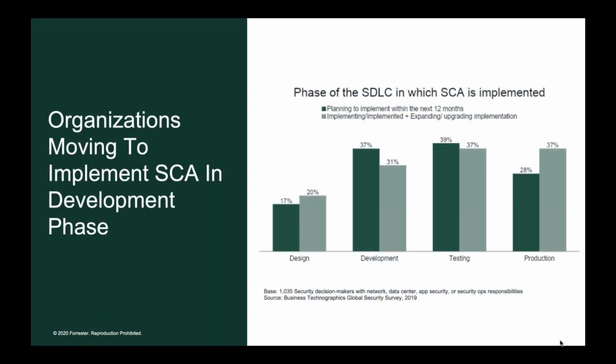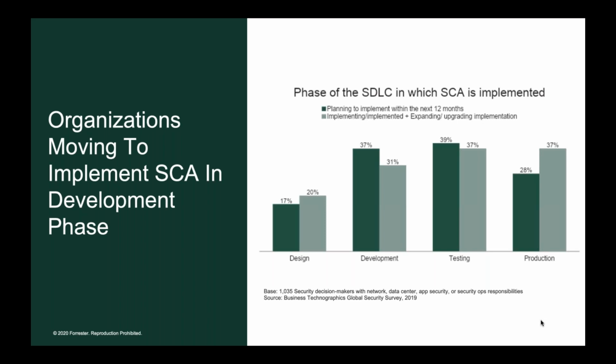When we look first at the tooling, let's talk first about software composition analysis. You can see that there is actually a trend to implement SCA earlier in the life cycle. You can see that 37% of respondents had already implemented it in production, and only 28% are planning to do that this year. Whereas on the development side, there's a lot more investment in implementing SCA there.